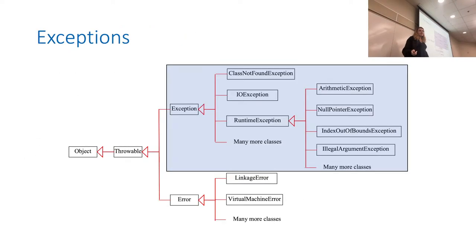Let's go back to this first. This is our object hierarchy. We can see all the way down here, we have the object, the universal object superclass. We have something called throwable, which is true, but not relevant. And then we have the exception class. So exception is an object. It is a subclass of object. But exception itself is the universal exception superclass. All exceptions in Java subclass the exception class. So, class not found exception, IO exception, runtime exception are all subclasses of the exception class.